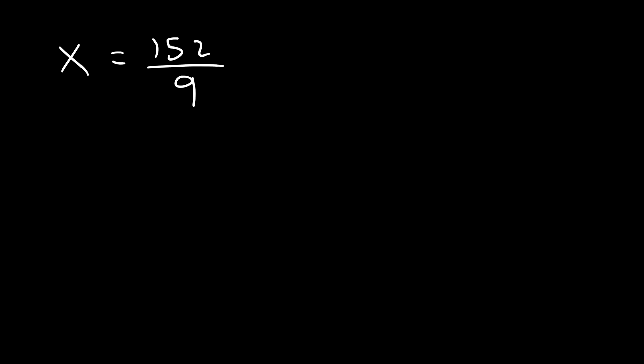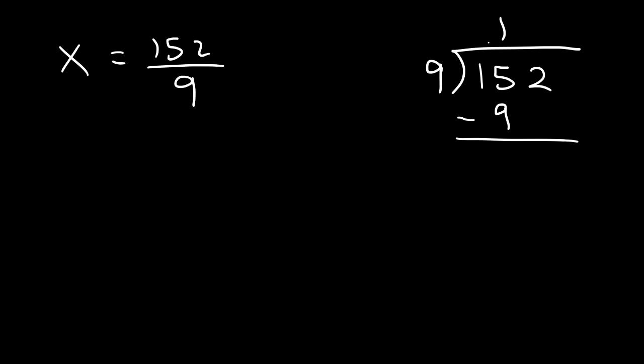And this time I'm going to use a long division. So how many times does 9 go into 15? 9 goes into 15 one time. 9 times 1 is 9. 9 times 2 is 18, which exceeds 15. Now 15 minus 9 is 6. So now let's bring down the 2. 9 goes into 62 6 times. 9 times 7 is 63, so that's too much. 9 times 6 is 54. And 62 minus 54 is 8.